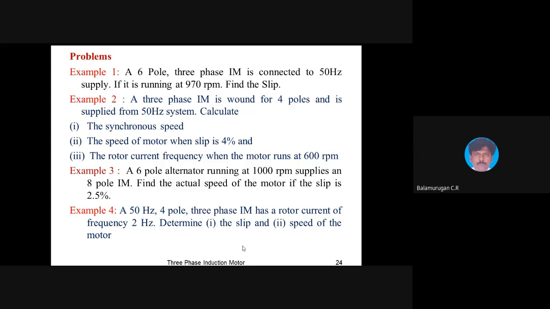And third case, for N is equal to 600 RPM, you are supposed to calculate the new value of slip. You have to find the new value of slip. You should not substitute this 4% here. Slip is equal to (1500 minus 600) divided by 1500. Then you will get a new value of slip here that you have to substitute here. And this frequency is 50 Hz only. So the new value of slip you have to substitute and you tell the f dash.